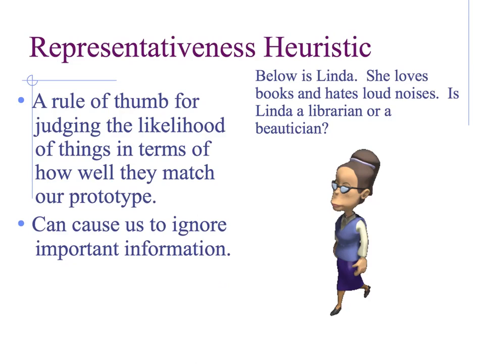Another type of heuristic is the representativeness heuristic. Not representative heuristic, representativeness heuristic. All right, get it right. Okay. So the representativeness heuristic is a rule of thumb for judging the likelihood of things in terms of how well they match a prototype. And it can cause us to ignore important information.